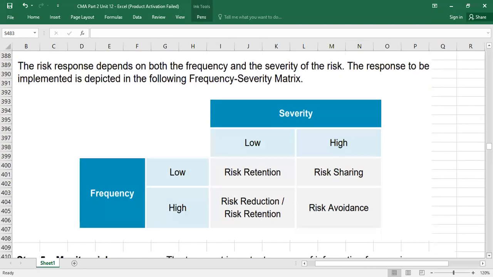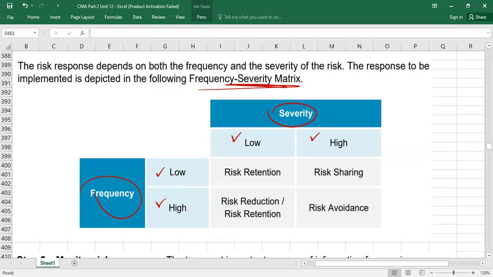Now, this is how we usually decide. This is also called the frequency-severity matrix. Usually this is how we decide risk responses: should we follow risk retention, risk sharing, risk reduction, or risk avoidance? What should we do? Look here. First, we check frequency. Frequency means how frequent it is; it may be high or low. You can say it is the chances. Severity is the impact of the risk. Please remember, impact could be low or high also.